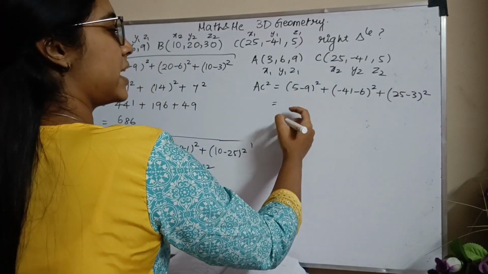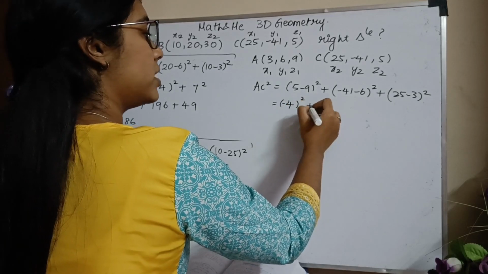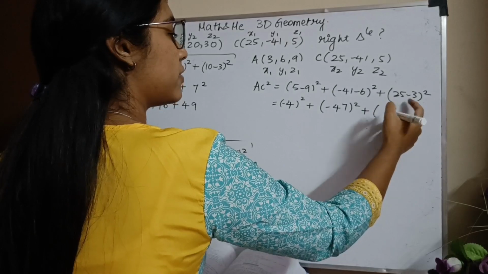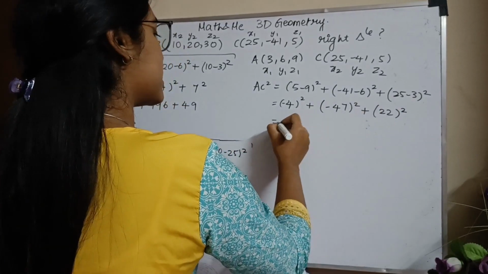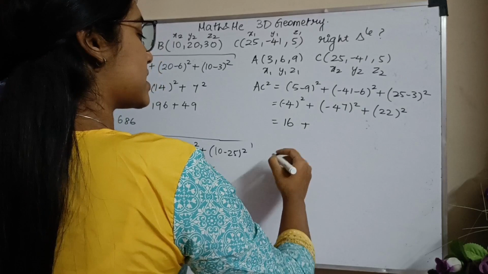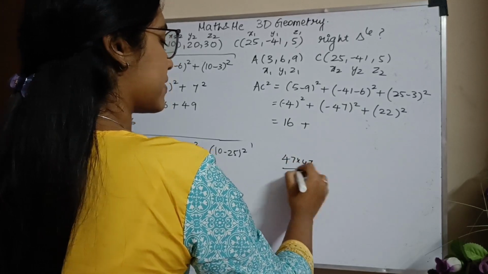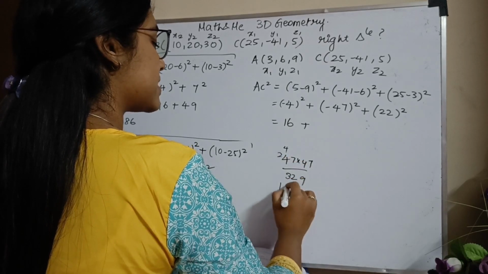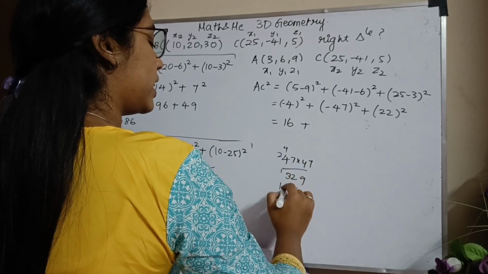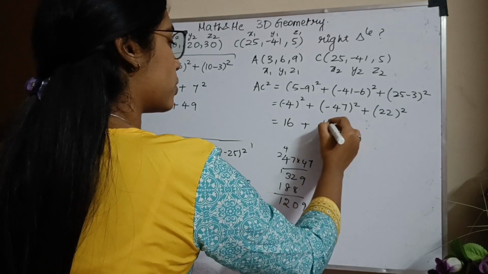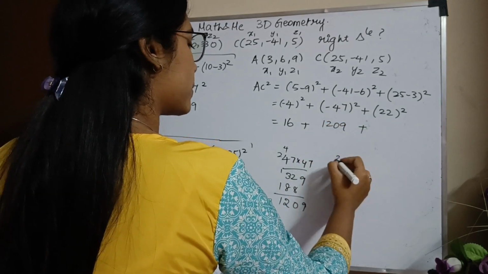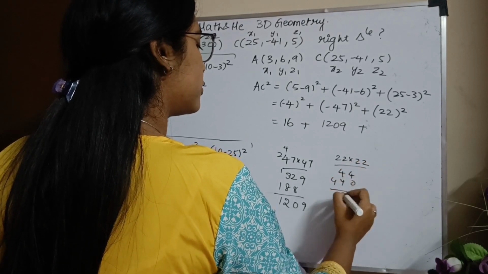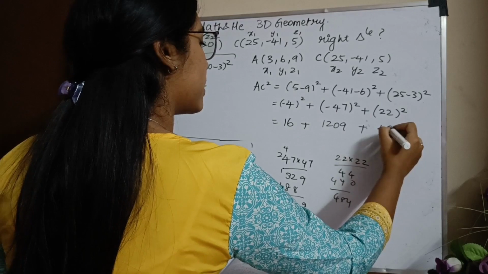So this will be 5 minus 9, which is minus 4 square, plus minus 41 minus 6. So it will be minus 47 square, plus 25 minus 3, 22 square. So this will be 16 plus 47 square. 7 7s are 49, 7 4s are 28, 29, 30, 31, 32. 4 4s are 16, 17, 18. So 2209, plus 22 square. What is 22 times 22? 2 2s are 4, 2 2s are 4, 0, 2 2s are 4, 4, 484. Okay, so 22 square will be 484.